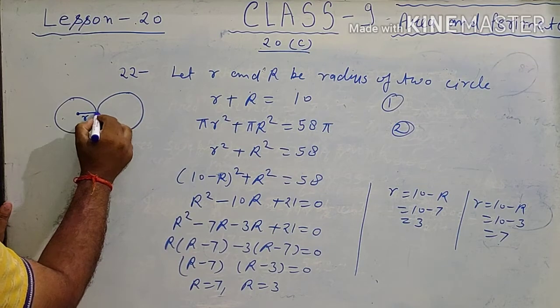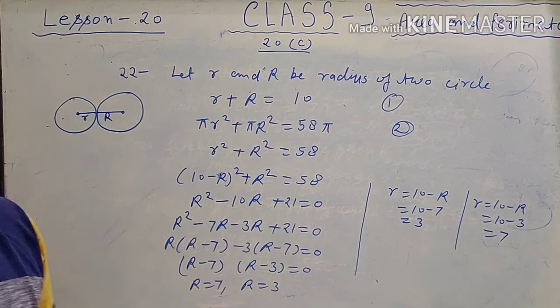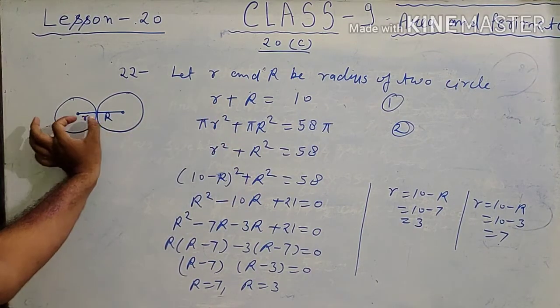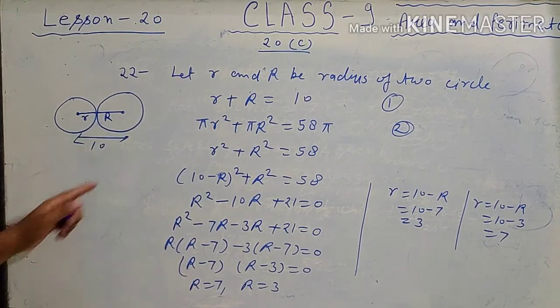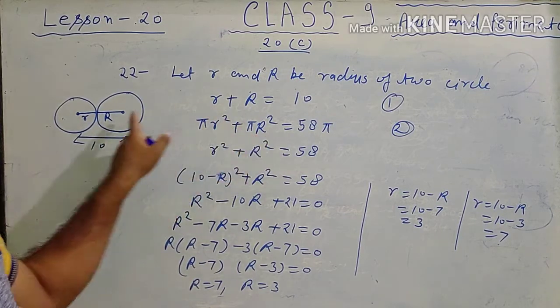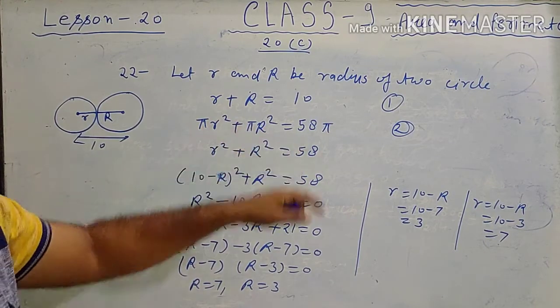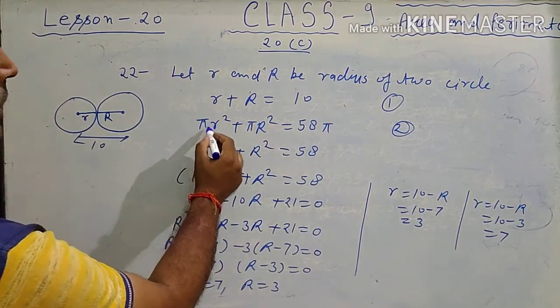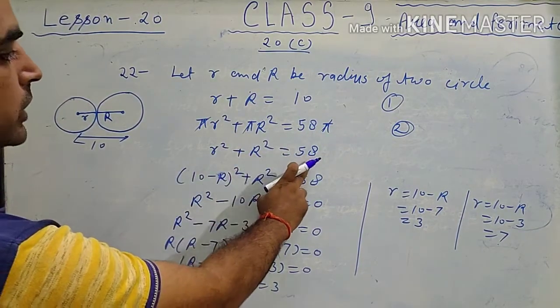Suppose this is the radius r and this is the radius capital R, and the distance between the two centers of the circles is given 10. So first equation will be r plus R is equal 10, because this distance is given 10. Now second, the area of first circle pi r square, the area of second circle pi capital R square is equal, it is given 58 pi. Now take pi common, then pi will be cancelled. Now the equation becomes r square plus capital R square is equal 58.